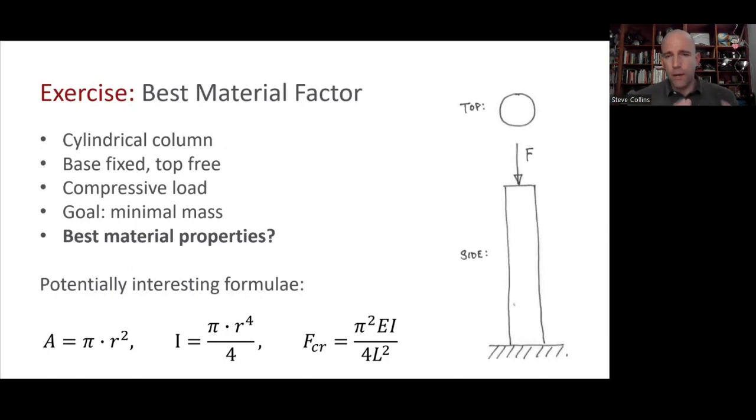And the question is, what are the best material properties for this application? We've given you some of the key formula there. And what you want to do is, just like in our mass optimization problems from recent discussions, try to distill this down into an equation where you have mass equals a bunch of stuff, and then isolate that material factor and figure out what the best combination of material properties would be for this problem.